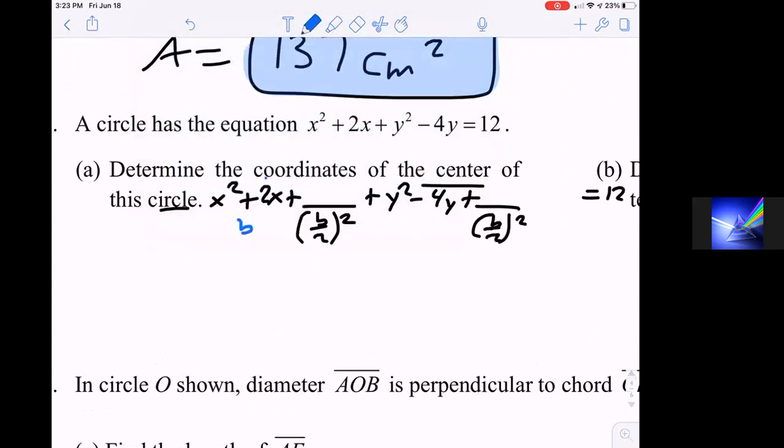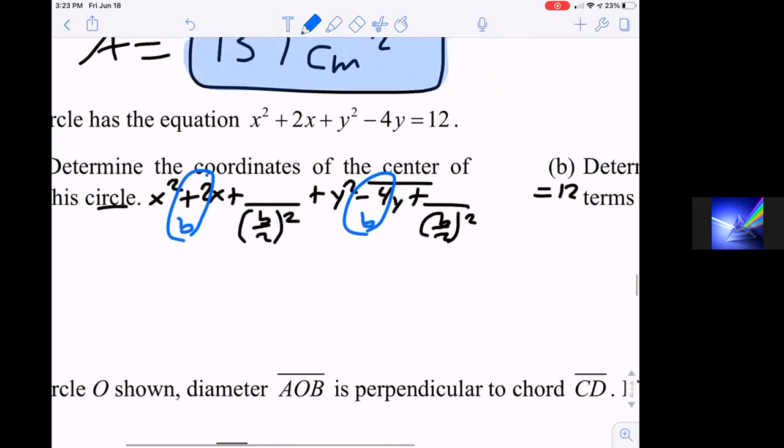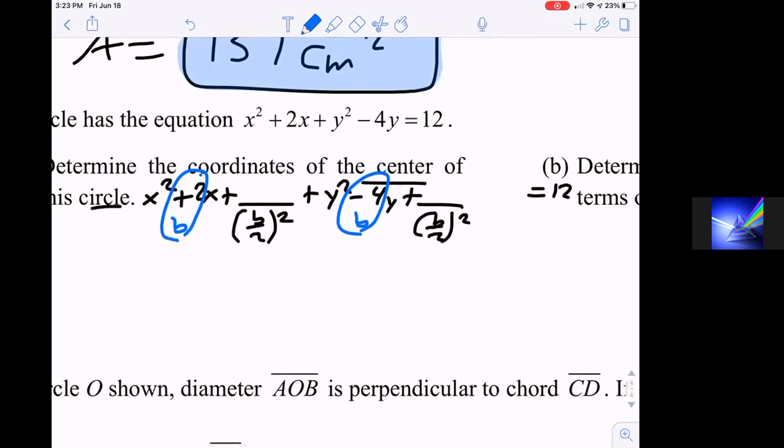Okay, identify your b terms. There's b term. There's b term. And so for the first b term, we're going to go 2 divided by 2 is 1. Square that, we get 1. So we'll subtract 1 over here. My second b term will go -4, take half. That's -2. Square that, we get 4. And I'll subtract 4 over here.